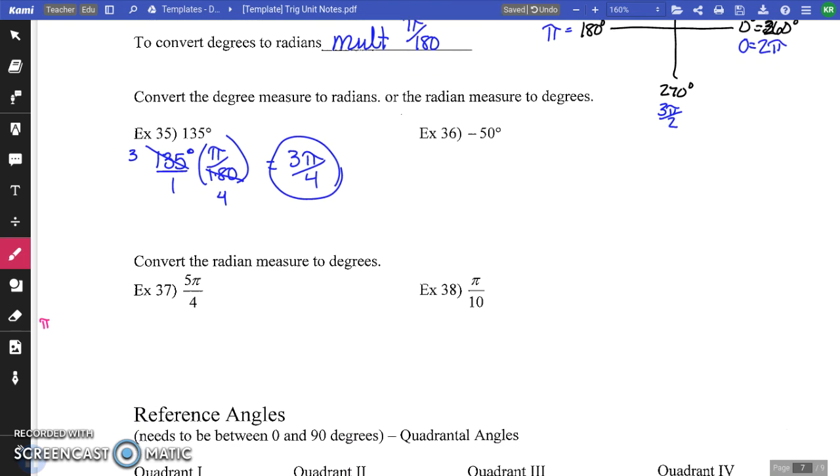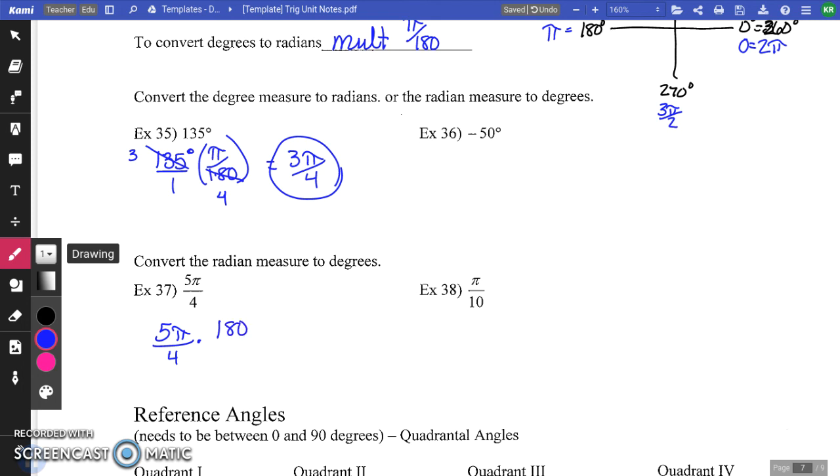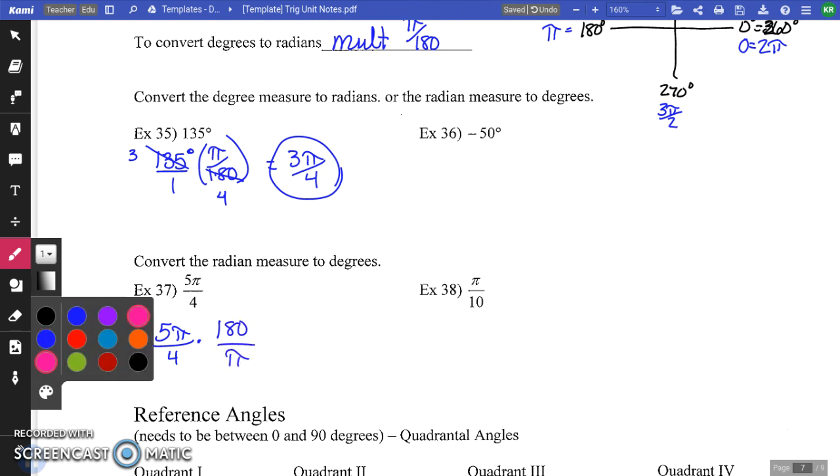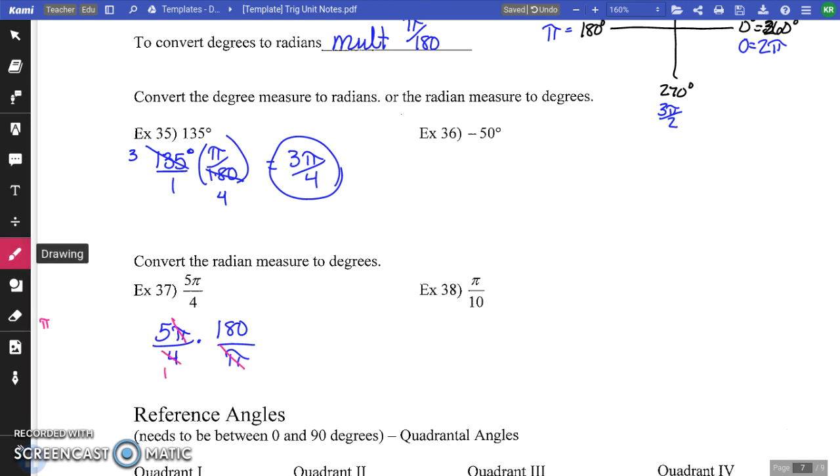Okay, if I want to go from radians to degrees, then I multiply by pi over, oops, nope, I did that wrong. Multiply by 180 over pi. So then here, my pi's are going to cancel. 4 can go to 1 and takes this to 45. So what you're left with is 5 times 45 on top, 1 on bottom. This becomes a 135 degree angle. Okay, so that's converting from radians to degrees or degrees to radians.